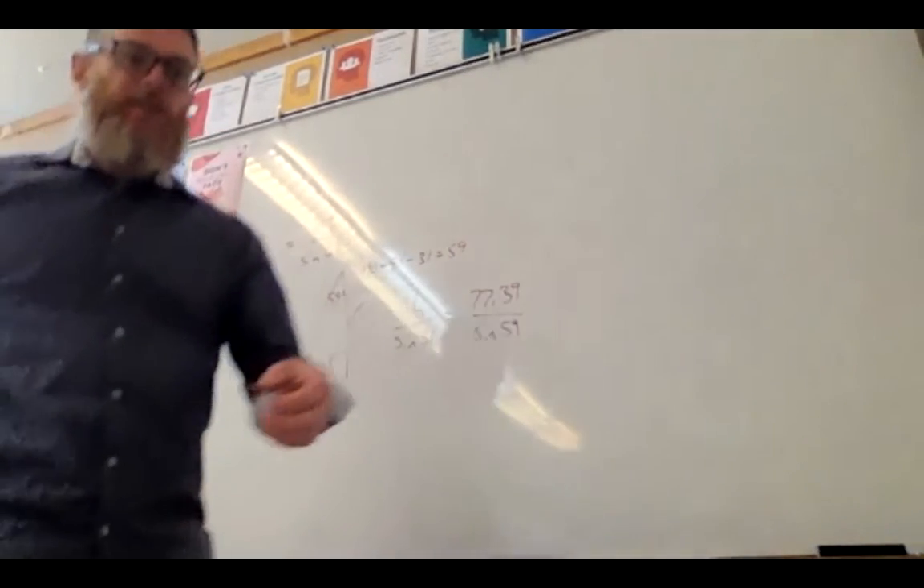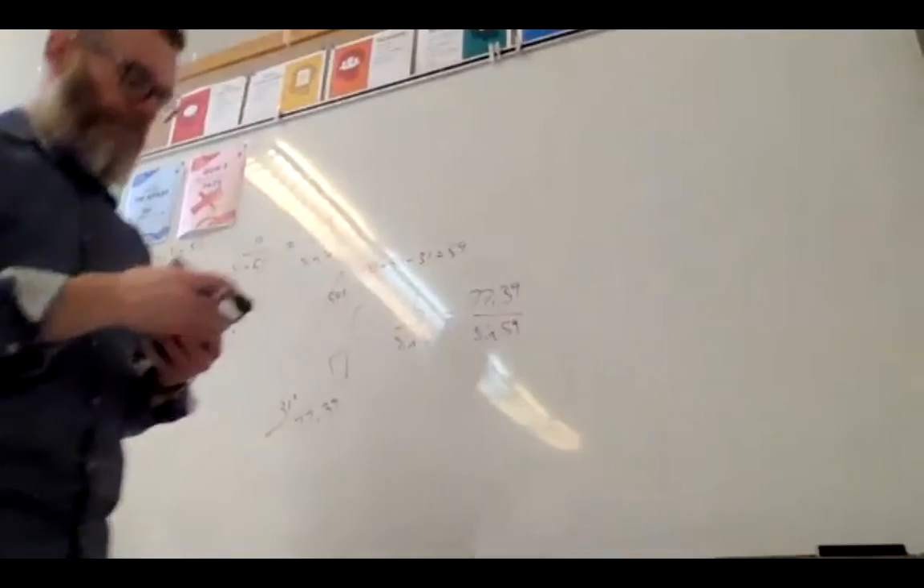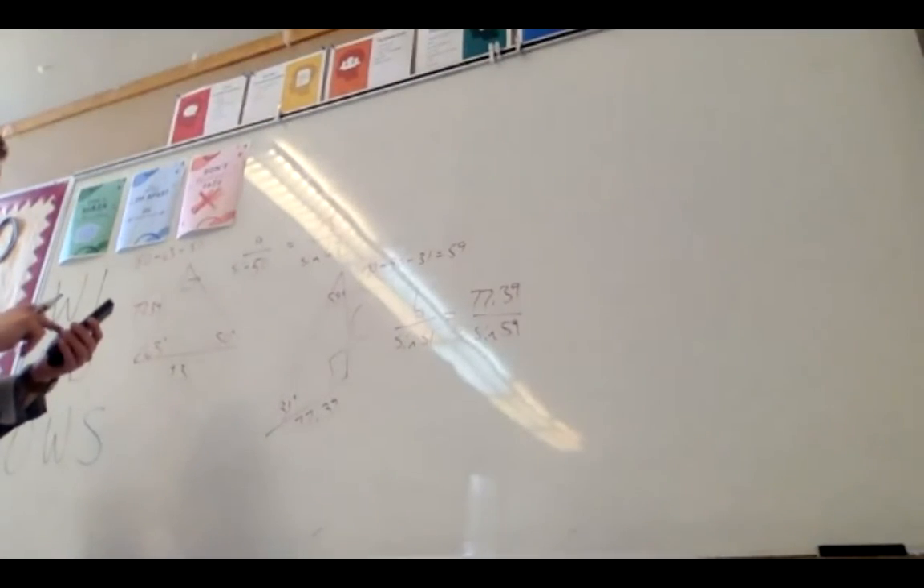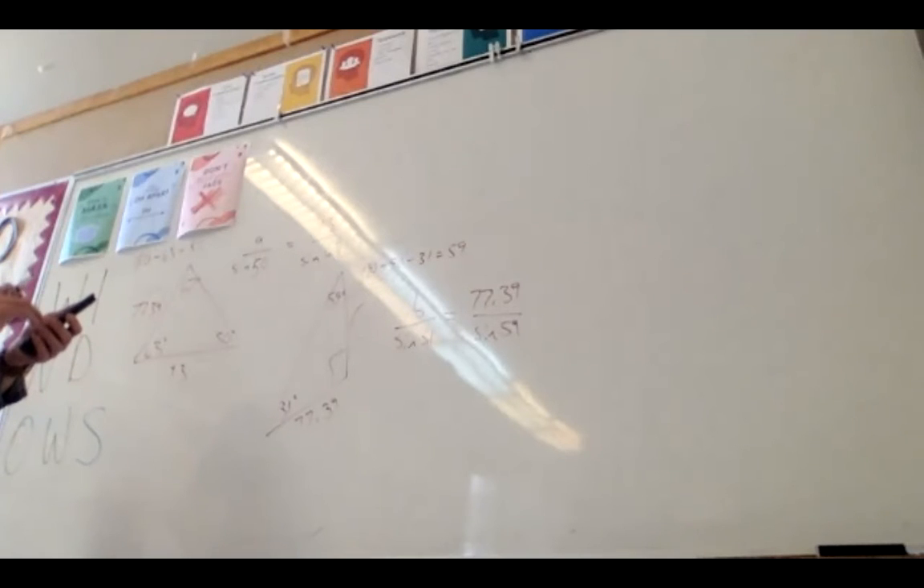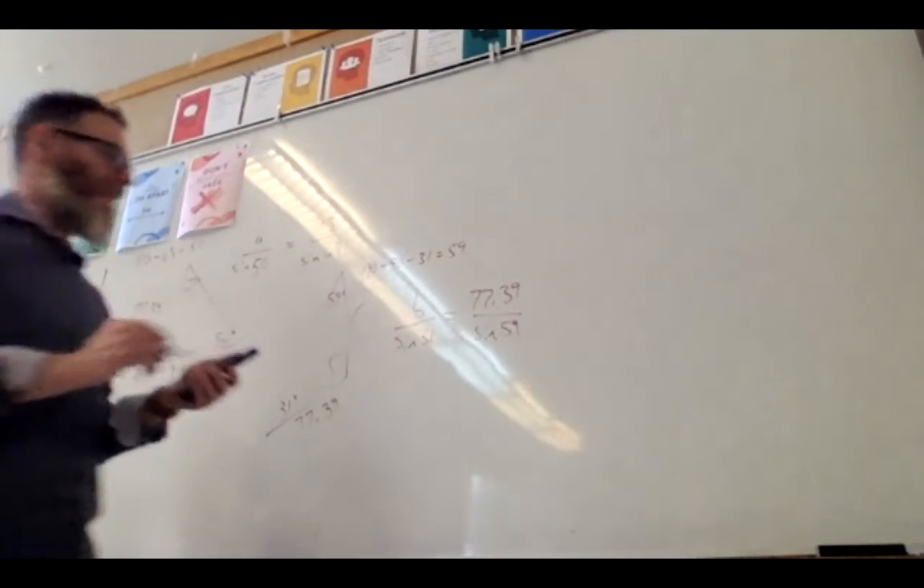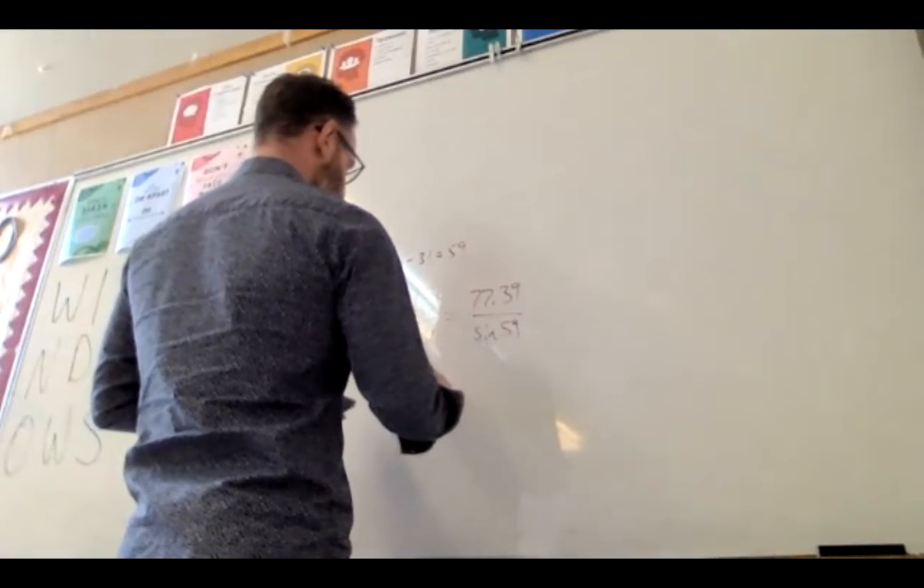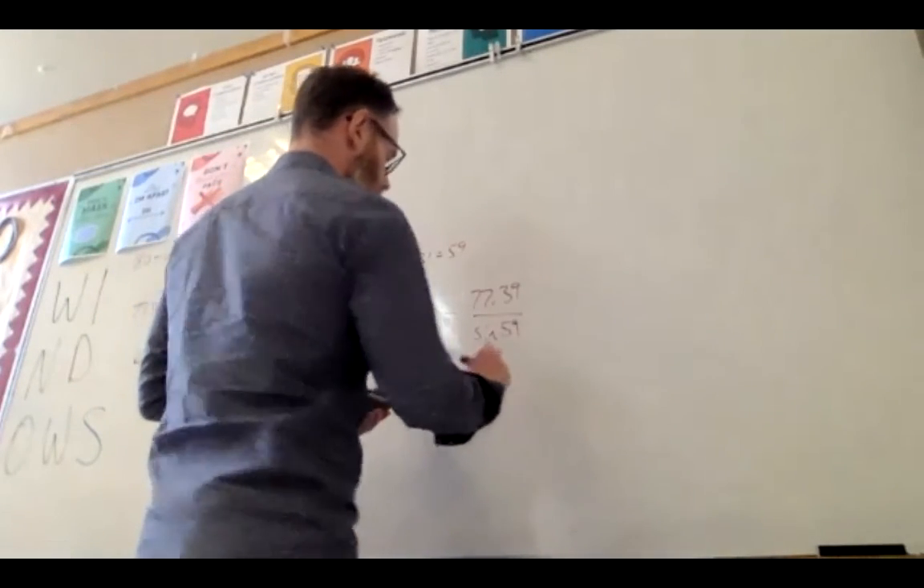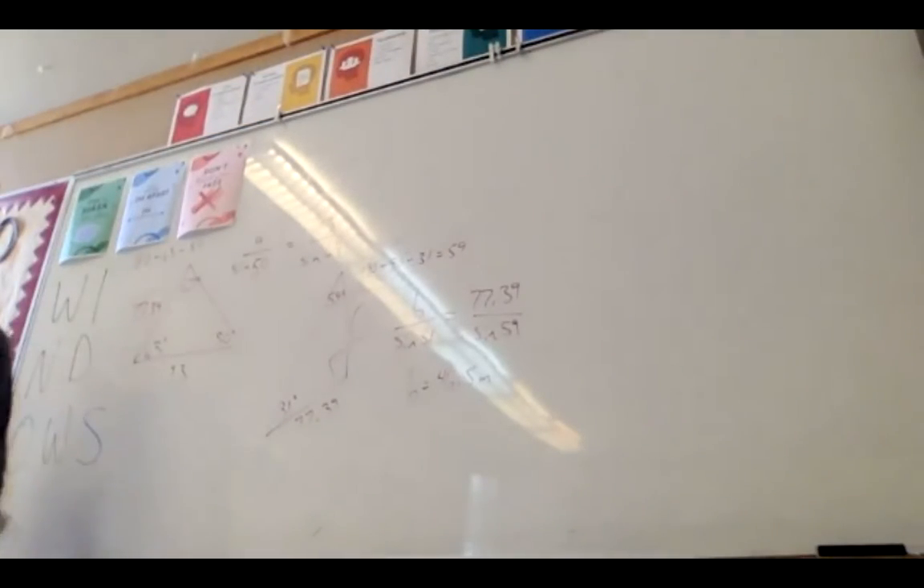Anybody want to know what sine of 90 is? 1. Yeah, it is. So sine of 31 is 0.515 times 77.39 equals 39.85879 divided by sine of 59. 46.5, almost exactly. What is the question saying? Find the height of the rock cliff. It's labeled by AB, so there you go. 46.5 meters. Does that make sense?